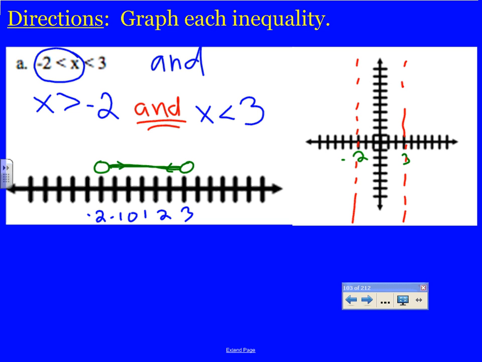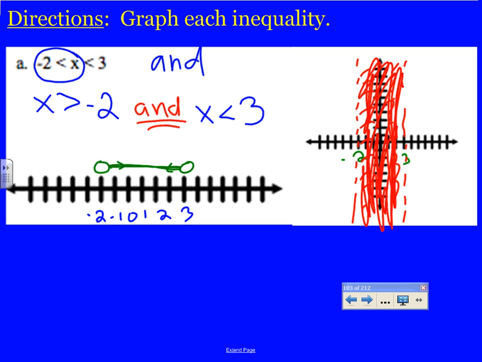Now, if we go back to x is greater than -2. Since x is greater than -2, we should shade to the right. So I'm going to put little lines there. Since x is less than 3, I'm going to put little lines here. We should also shade to the left. That means shade everything in the middle to represent it's an intersection. X is between those two numbers.